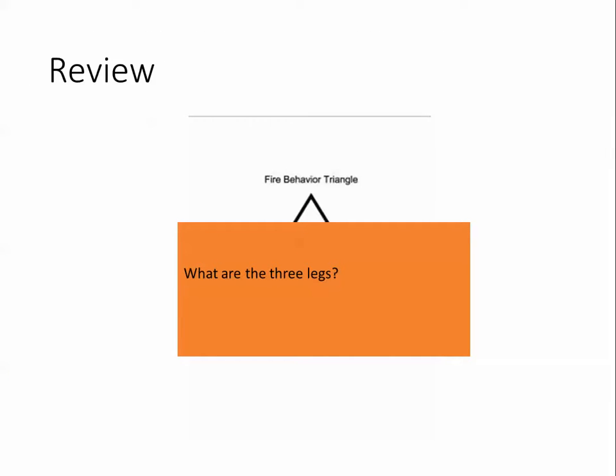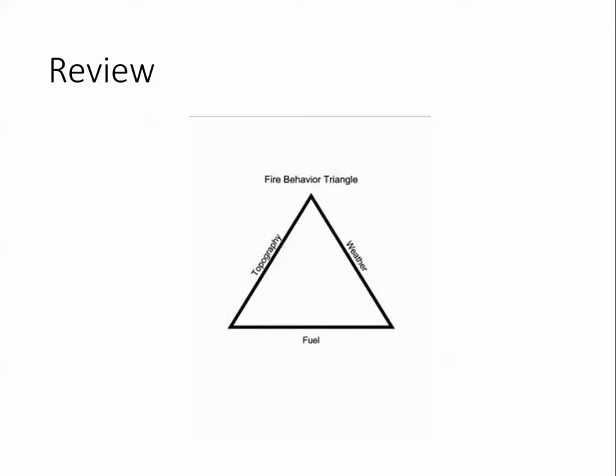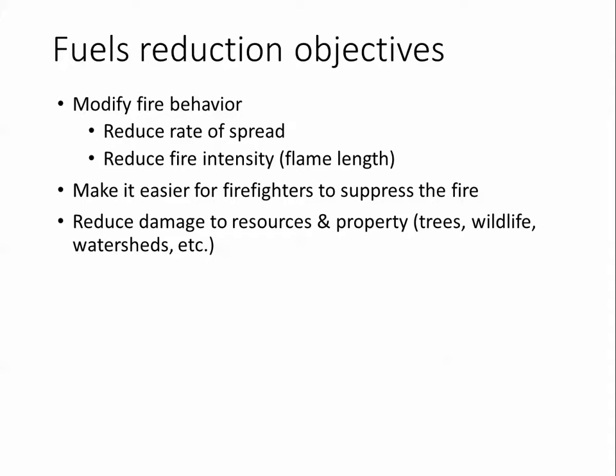Do you remember the 3 legs of the fire behavior triangle? They are, of course, weather, temperature, winds, humidity, and so forth, topography, the lay of the land, and fuels. We can't do much about weather or topography, but we can manage the amount and arrangement of fuels. It's important to understand the objectives of fuels reduction.